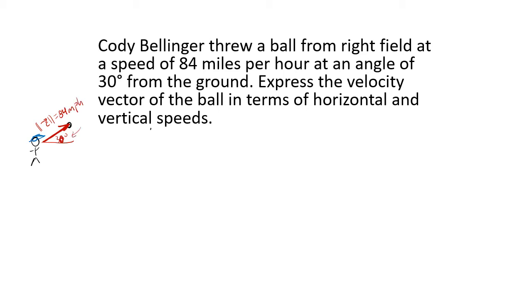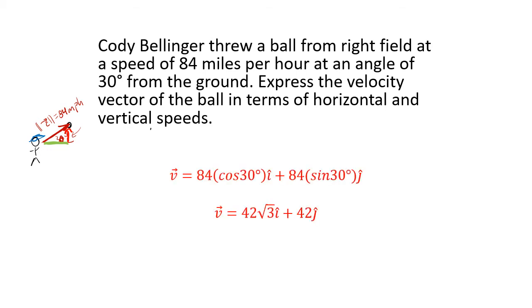Okay, so this should look familiar to the diagram we just had. So if we wanted to know what are the horizontal and the vertical components of that vector, well, we would just break it up into the horizontal and vertical components. So vector c would just be, we take the magnitude 84 times cosine of 30 degrees to get our horizontal component, and 84, the magnitude, times sine of 30 degrees to get our vertical component.